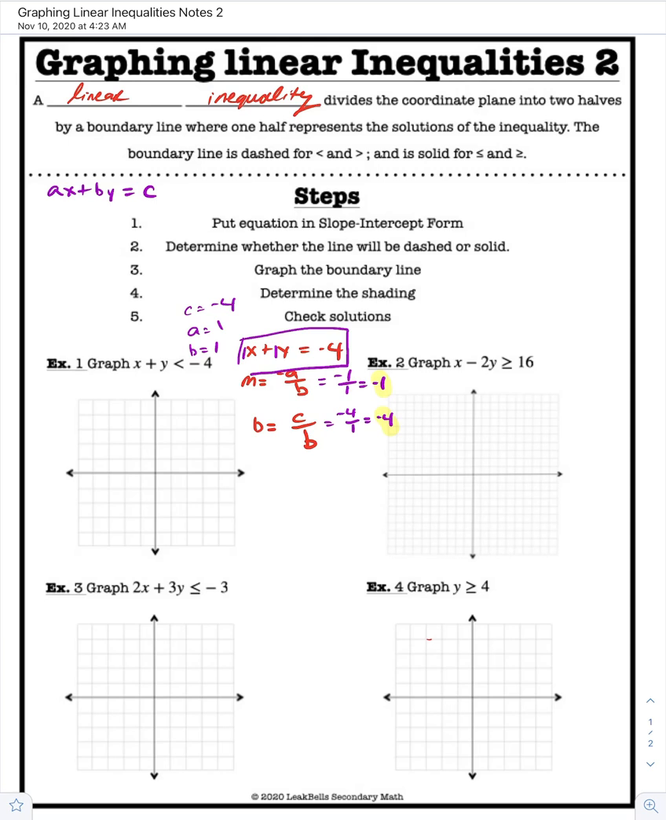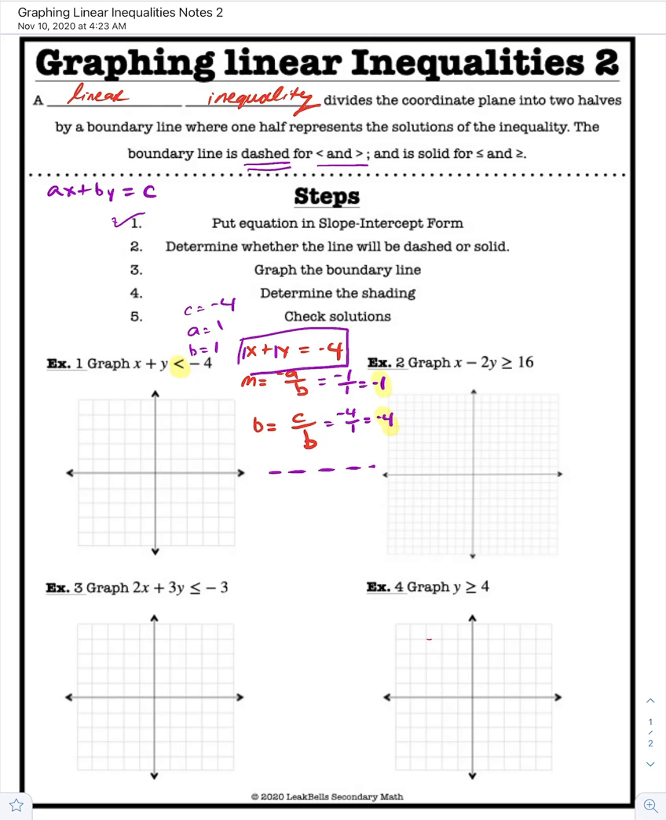All right? And from here, we did not divide by a negative number, so we get to keep this symbol right here. All right? And we've turned it into slope-intercept form, right? That's checked off. And now we need to determine whether it's going to be dashed or solid. Well, it's strictly less than. And we said that we have a dashed line with less than or greater than. So this is going to be a dashed line.